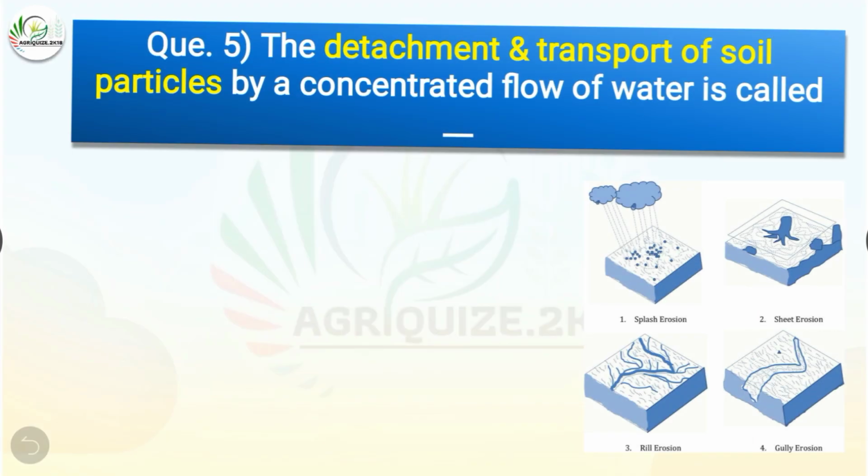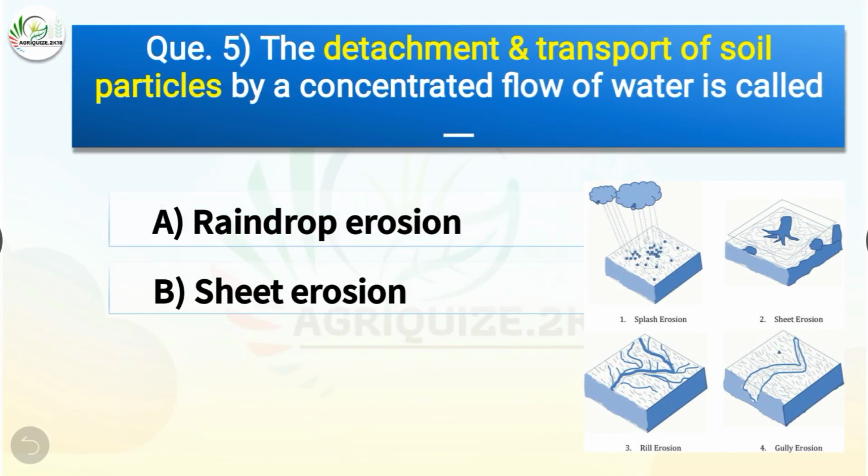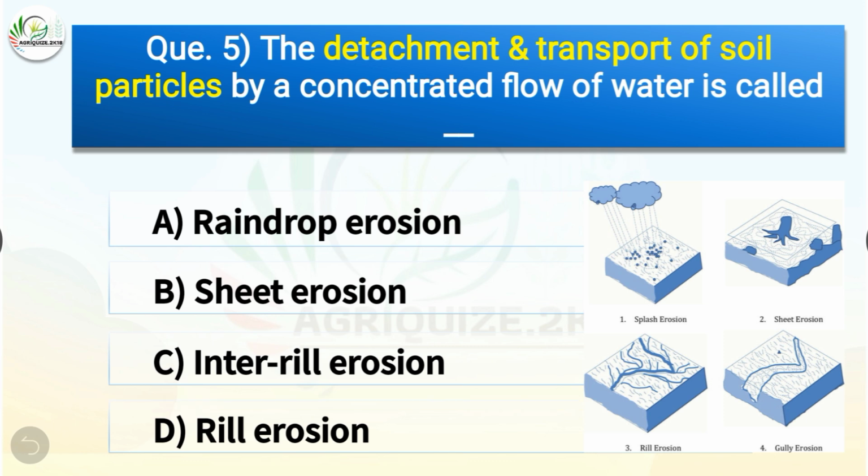Question number 5. The detachment and transport of soil particles by concentrated flow of water is called dash. The options are raindrop erosion, sheet erosion, inter-rill erosion or rill erosion. The correct answer is option B, sheet erosion. So the detachment and transport of soil particles by concentrated flow of water is called sheet erosion.